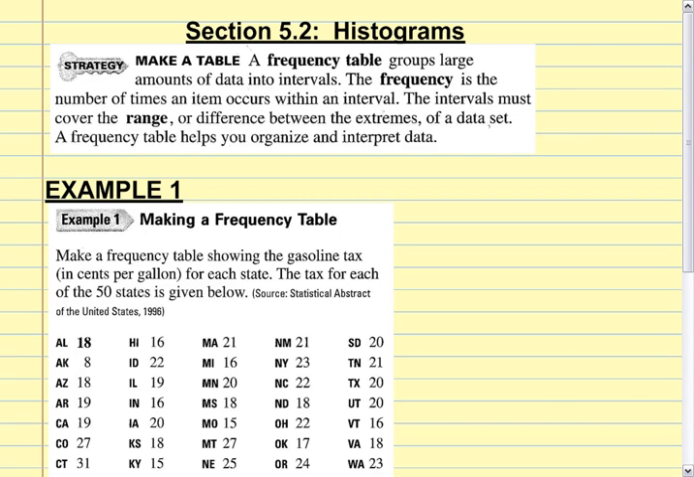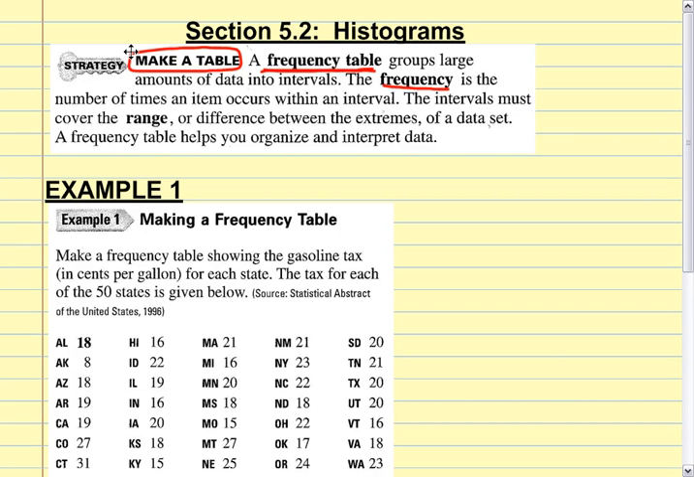Go ahead, Abe. Now, let's read through this together. It says, making a table. Make a table, it says. A frequency table. This is an important thing to know. A frequency table groups large amounts of data into intervals. Okay? An interval is a stretch of numbers. For instance, 2 to 5. That would be an interval of 2, 3, 4, and 5, of 4 numbers, right? Okay? Now, a frequency table groups large amounts of data into intervals. The frequency is the number of times an item occurs within that interval.